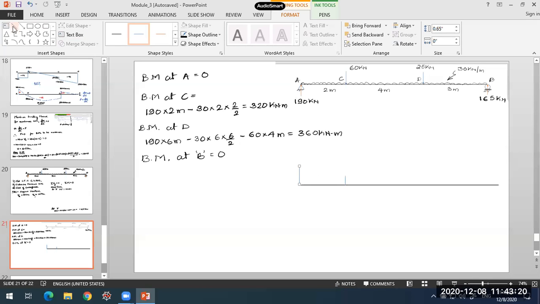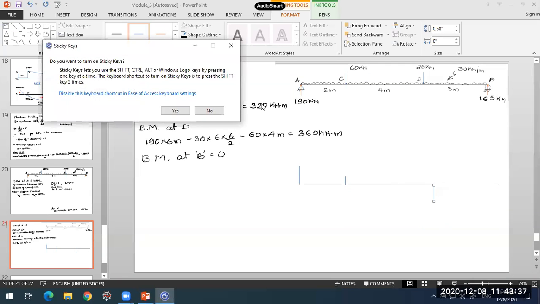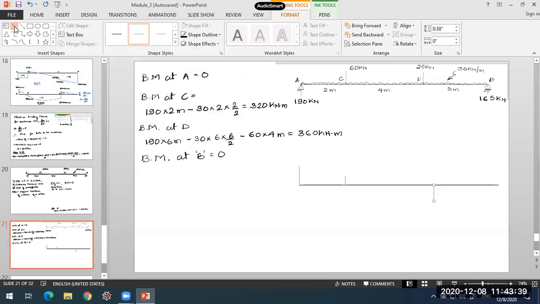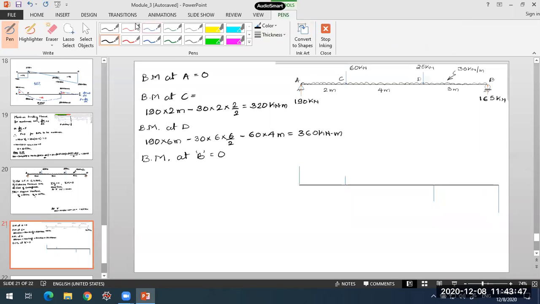And what about at D? What value did you get? Left of D minus 50, right of D minus 75. Minus 50 and minus 75. And finally, I think here it was 165. So this is the variation.